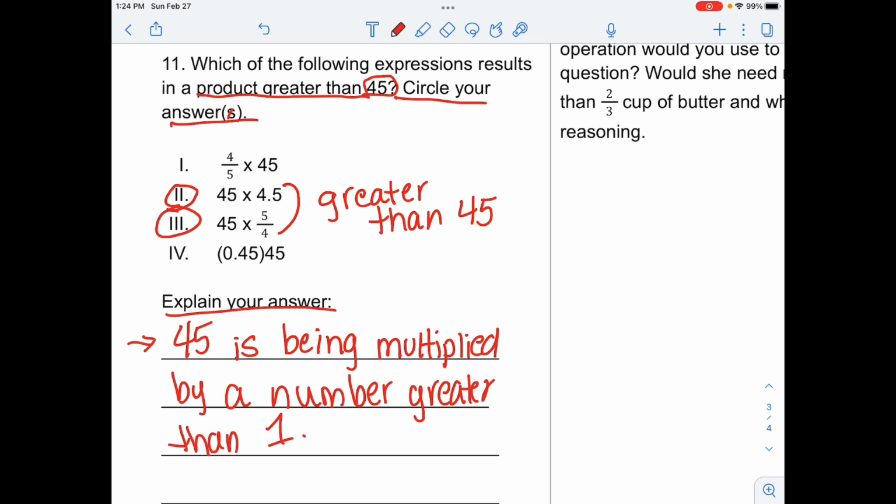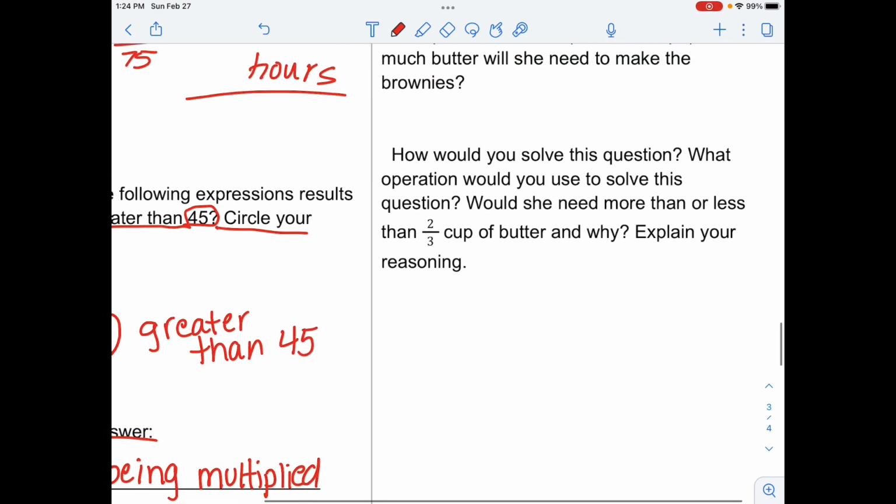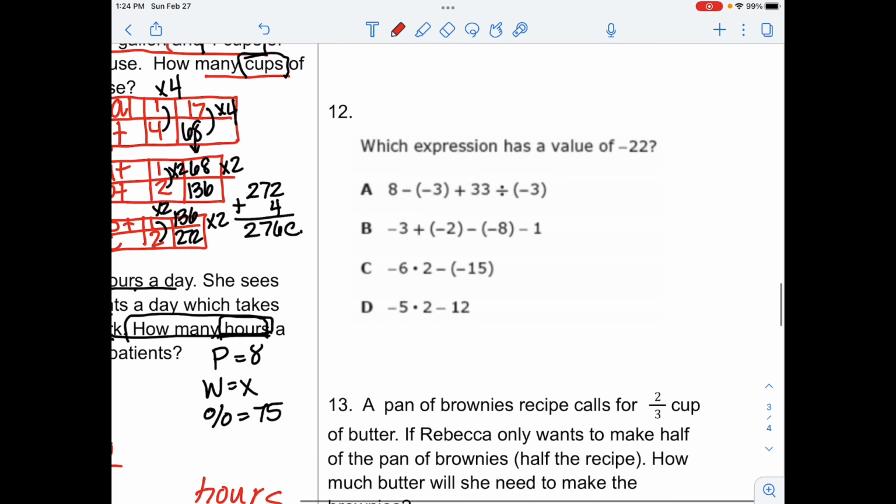Good job. So remember, anything you multiply a number by 1, you get the same number back. So 45 times 1 would be 45. So then if I multiply anything greater than 1, it's going to be greater than 45. Good job, Rams.